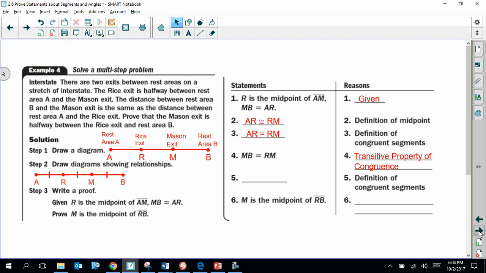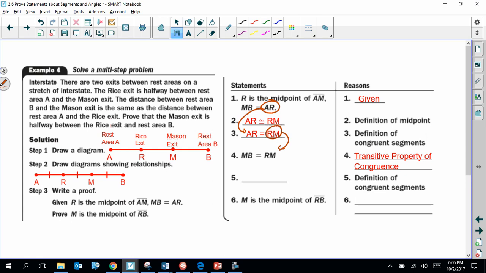So if you notice, up here at the top, it tells you MB is equal to AR. Here it's telling you, and so what we're showing is that AR is equal to RM, so we're coming here to show that this is equal to RM. So that means now I can take the RM and substitute it for the AR because that's the transitive property of equality. Well, again, now we're moving back down.